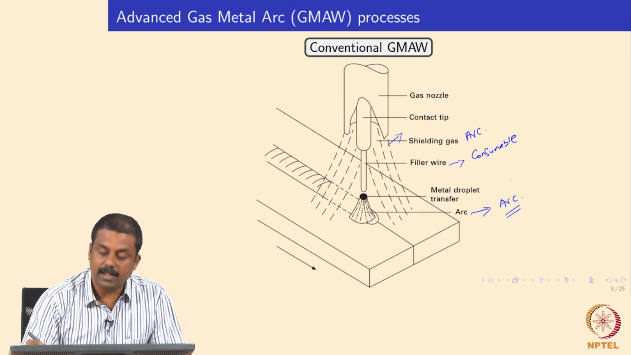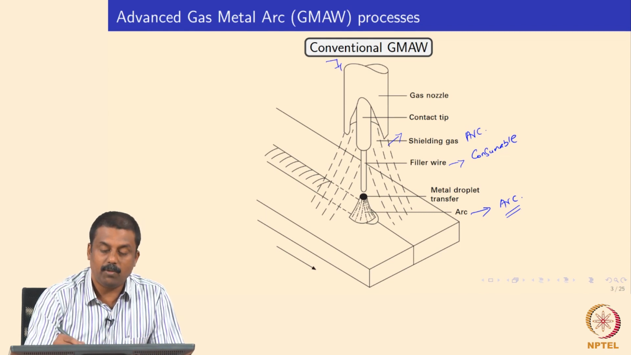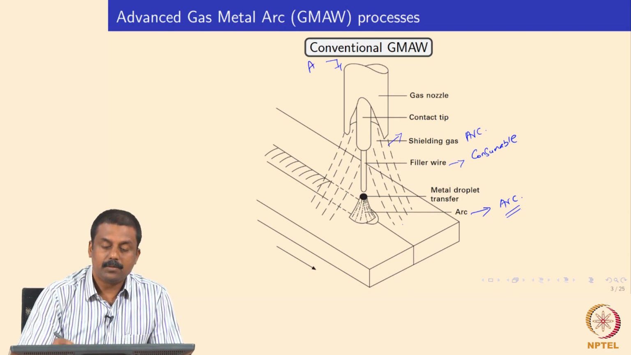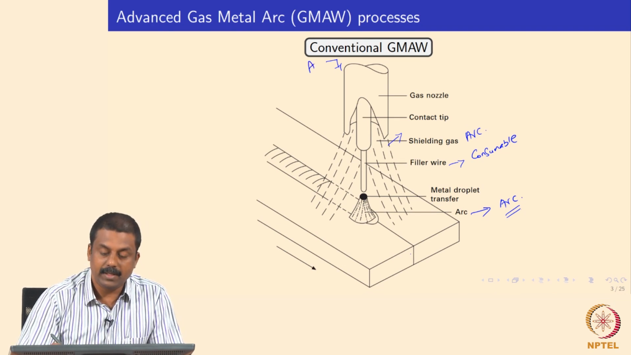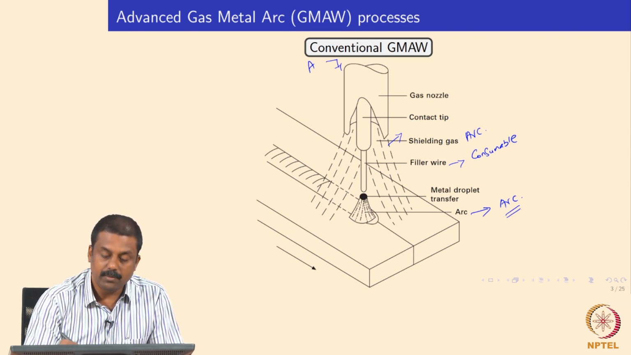So right now we can assume that the arc is struck between the consumable electrode and the base plate by passing a current over the potential difference, the voltage generated across the circuit. Current is passed through the electrode towards the workpiece, and because of the ionization of the shielding gas, we produce electrons and ions, and then we strike an arc between the electrode and the workpiece.